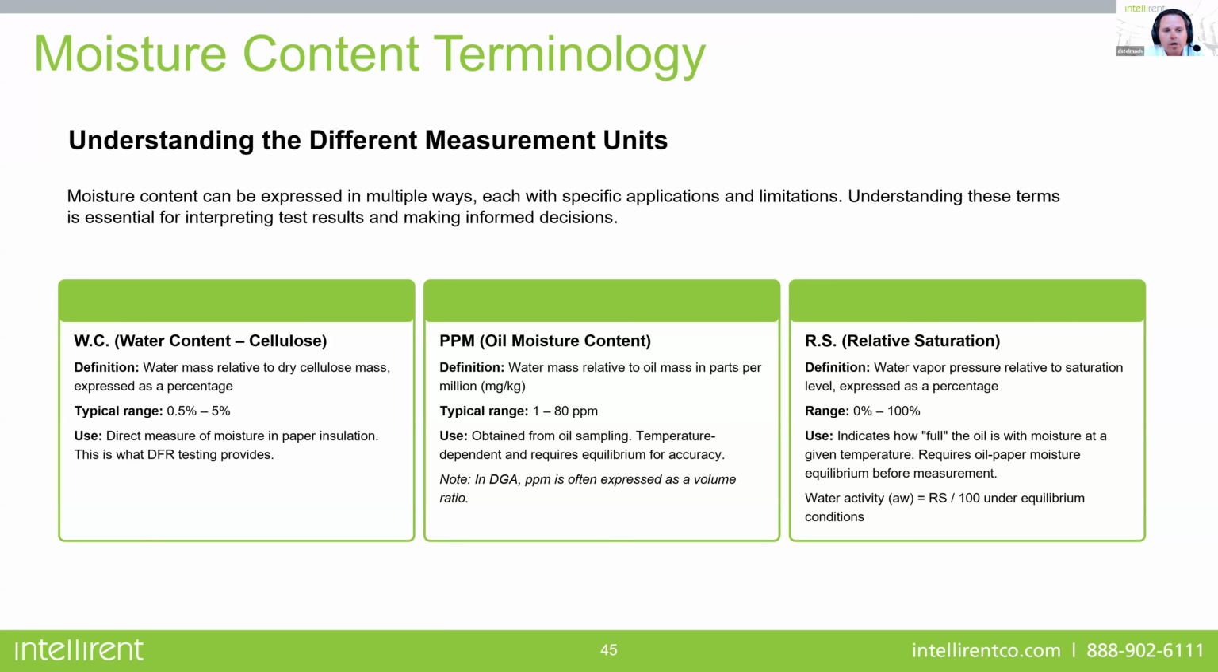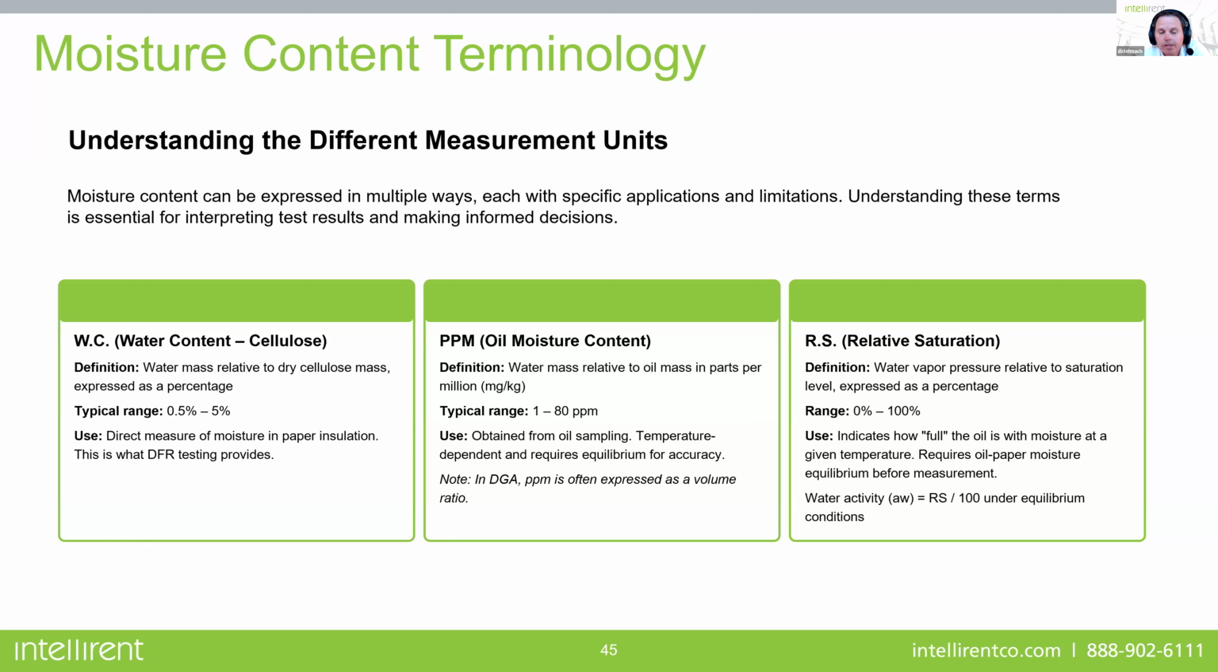Water content is a direct measurement of how wet the paper is, and that's where DFR can help. With ppm, you take an oil sample and send it off to a lab, or use a portable one if you want, and figure out how many parts per million of water, and you use graphs and curves to figure out how much that relates to the paper. But there's a lot that goes into it.